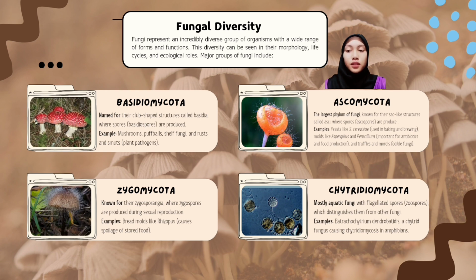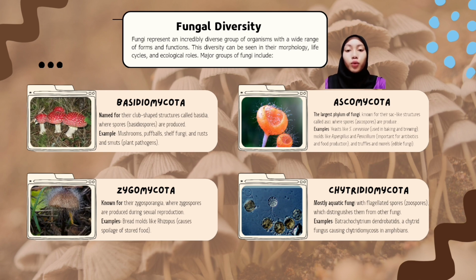Next is the Zygomycota. Zygomycota is known for their zygosporangia, where zygospores are produced. This can be seen in red bread mold like Rhizopus. The next major group of fungi is Ascomycota. Ascomycota is the largest phylum of fungi, known for their sac-like structure called asci, where ascospores are produced. This can be seen in yeast like Saccharomyces cerevisiae, used in baking and brewing. Other than that, molds like Aspergillus and Penicillium are important for antibiotic and food production.